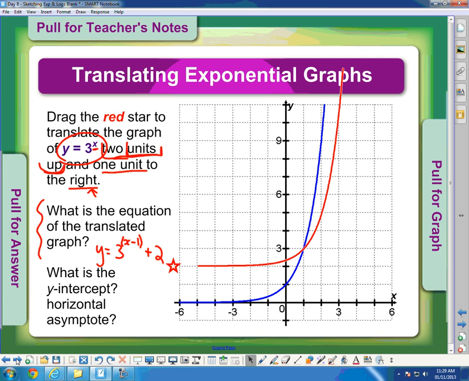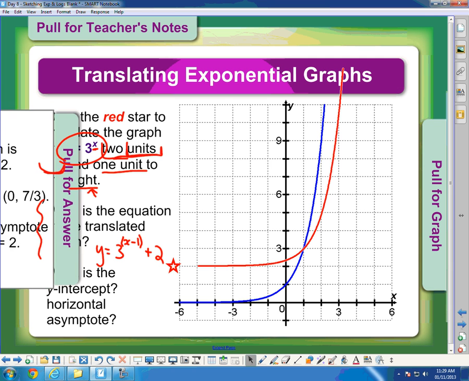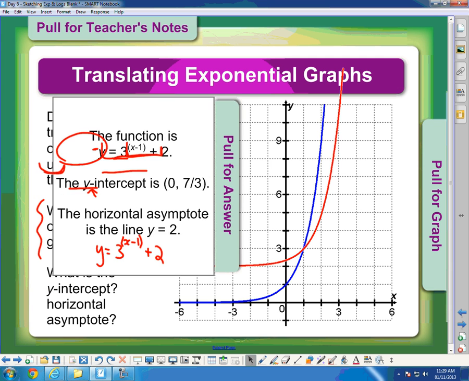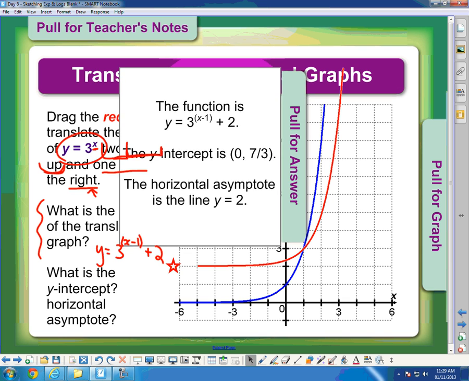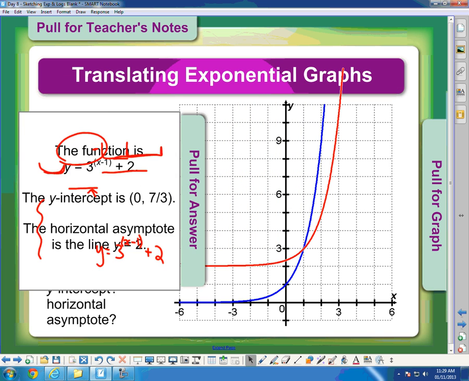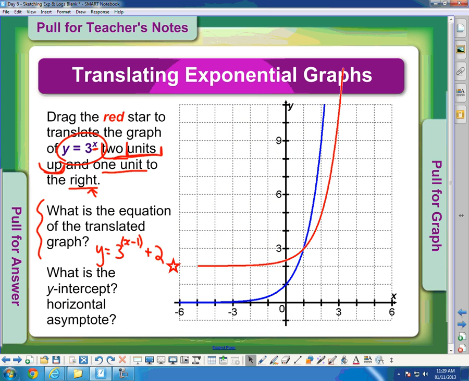So let's check and see if that's true. So we can pull here. The function is 3 to the power of (x minus 1) plus 2. It also talks about the y-intercept and the horizontal asymptote. The y-intercept you see moved as well, but it's moved up a little bit. But the one I'm really interested in is the horizontal asymptote.